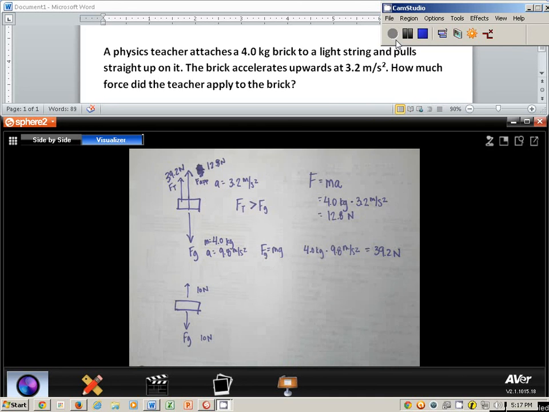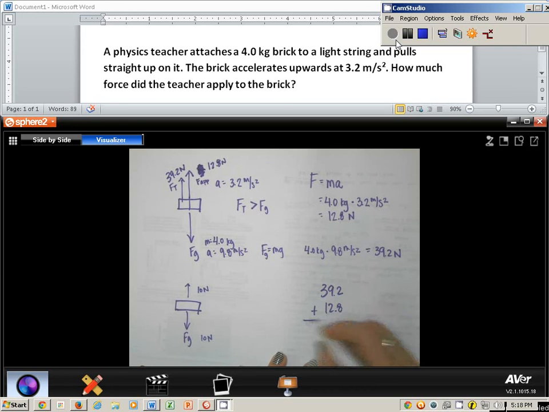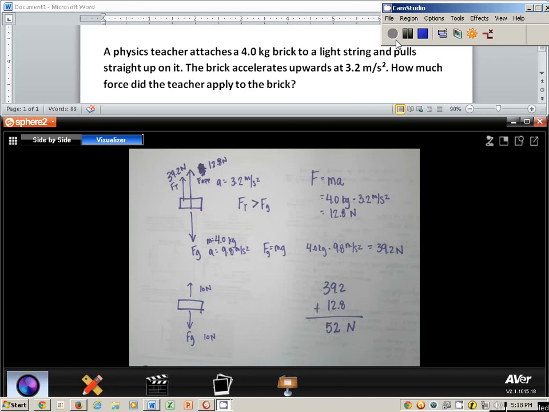that's greater than 0. So in order for me to figure out my total force that's on the brick, I'm going to have to add the two things together. I'm going to have to take my 39.2 and add it to the 12.8 in order to get a total force, and that's going to give me a total force of 52 newtons. And if I go back to my sig figs, it's perfectly acceptable for me to have 2 sig figs on this. So that's going to be my final answer.